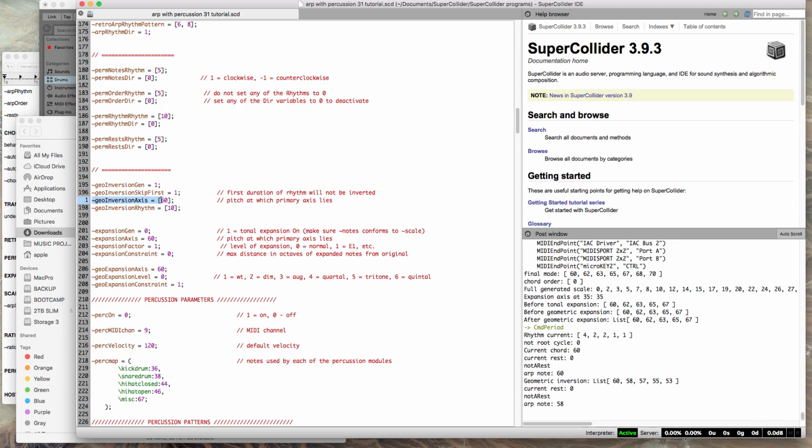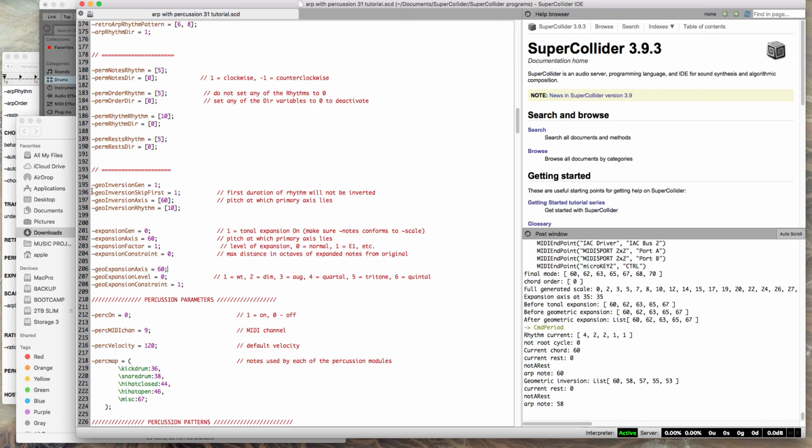Now it's going to do that about this axis. This is a MIDI note value, which is your axis of rotation, right? You can set this to be whatever you want, of course. So we're going to invert around the axis of 60. Now, if we look at our note list, it was 60, 62, 63, 65, 67 as before. When we invert this, 60 is going to stay the same because that's our axis. 62 is going to become 58, because instead of adding 2 we're subtracting 2. 63 is going to be 57, 65 is going to be 55, and 67 is going to be 53.